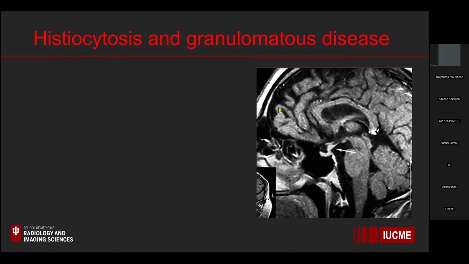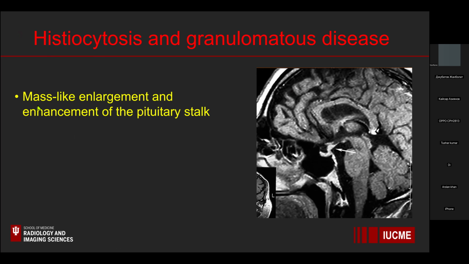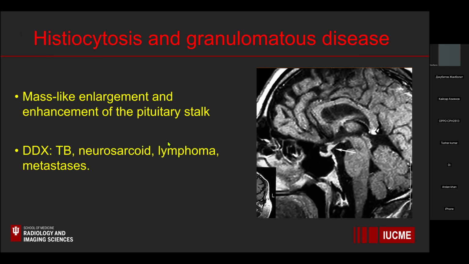And here's where we entertain the category of histiocytosis and granulomatous disease. You see mass-like enlargement and enhancement of the stalk. There's a whole host of things that can do this. When we think of granulomatous disease, we think of TB, which is infectious granulomatous. We can think of neurosarcoid, which is non-infectious granulomatous. But we can also think of other malignancies such as lymphoma and metastatic disease, as we have talked about before, because of this involvement of the CSF space.